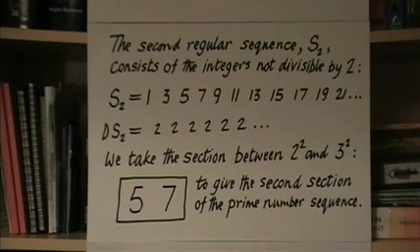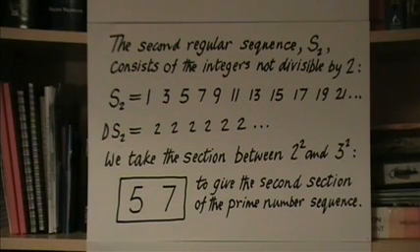Now, the second regular sequence from which we take a section for the prime number sequence, we'll denote by S2, and it consists of the integers not divisible by 2, or prime to 2. And they, of course, are the odd numbers, and so S2 equals 1, 3, 5, 7, 9, 11, 13, 15, 17, 19, 21 ad infinitum, and the difference sequence for that is simply 2, 2, 2, 2, 2. The difference between each successive term is obviously 2.